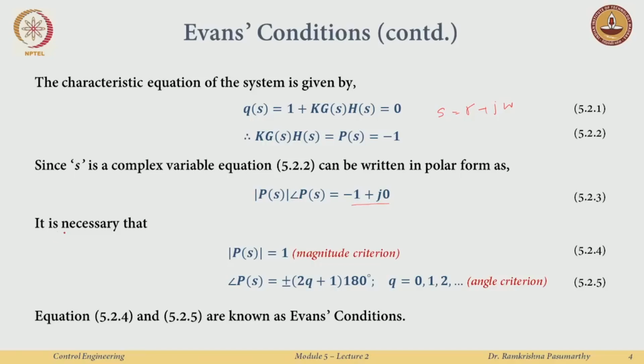Okay. So, what does it mean, right. From here to here, the magnitude of this number minus 1 plus j0 should be the magnitude of P. This magnitude is simply 1, okay. And then the angle should be the angle of this. So, what is this angle? This angle is 180 degrees, or in a way odd multiples of 180 degrees, plus minus 180 degrees, right.